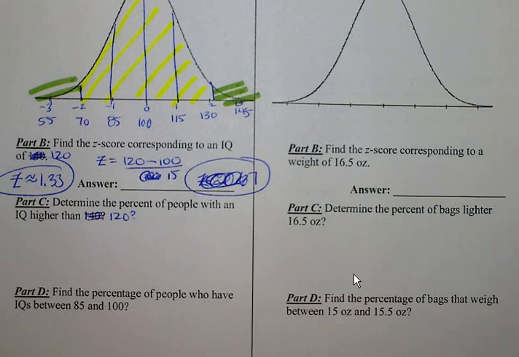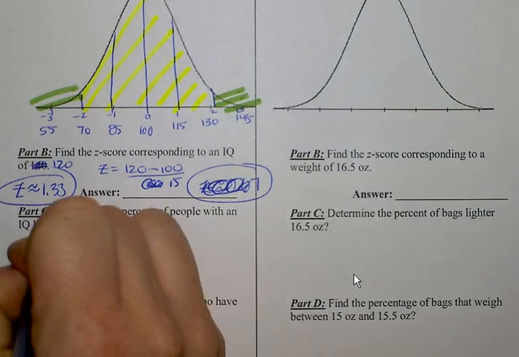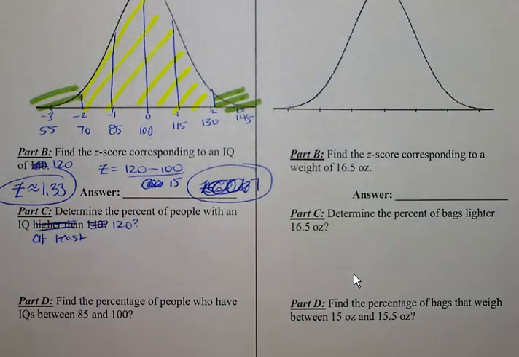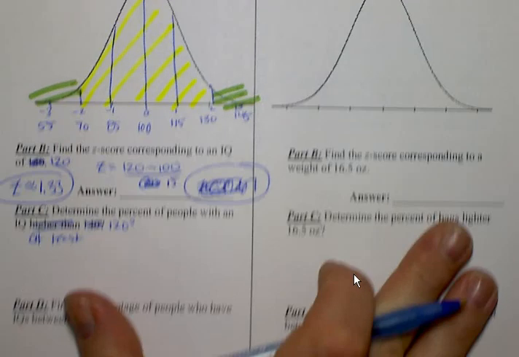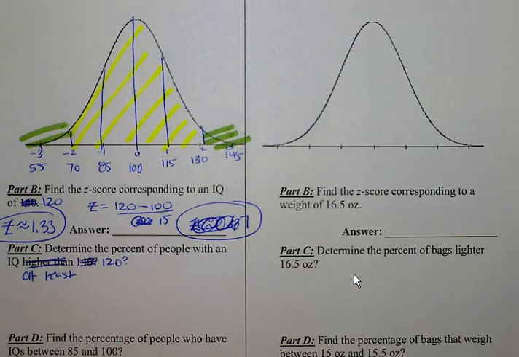Okay, going down to the next one. I know that the wording in the test is a little more difficult, so I'm going to cross out the word higher than, and I'm going to say at least. Determine the percentage of people with an IQ score of at least 120. So you look up here and you go, is 120 landing on one of the columns? If it's not, here's how you show work.